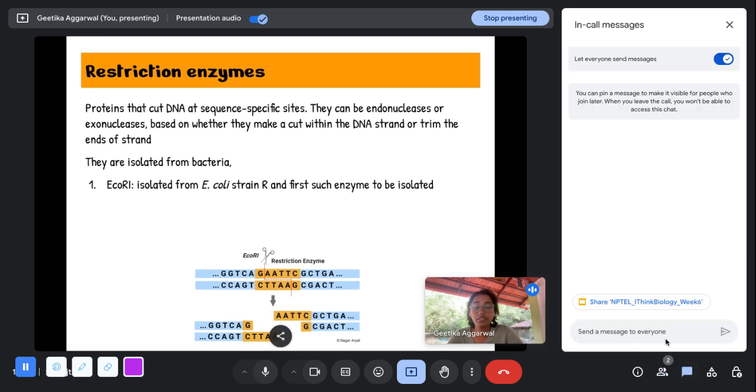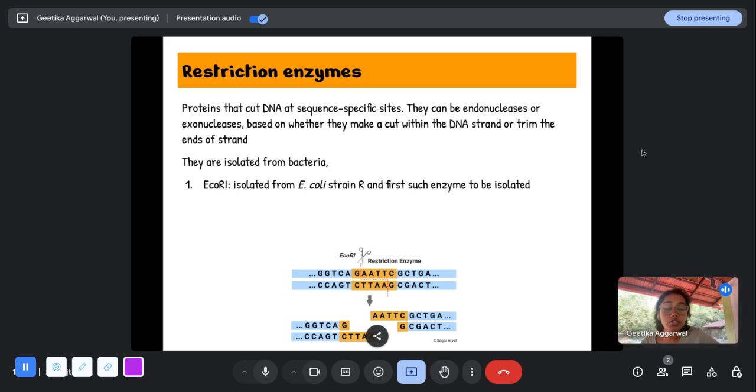What are methyl transferases? Methyl transferases are molecules which can transfer methyl groups to the DNA of the bacteria itself, so that restriction enzymes are unable to affect the bacteria's own chromosomal DNA. These two enzymes work in combination with each other to protect the bacteria against infection by a virus, against the bacteriophages. So that is what restriction enzymes are.